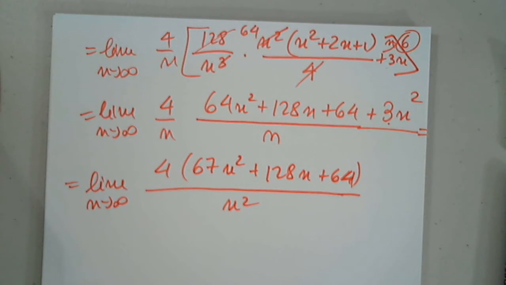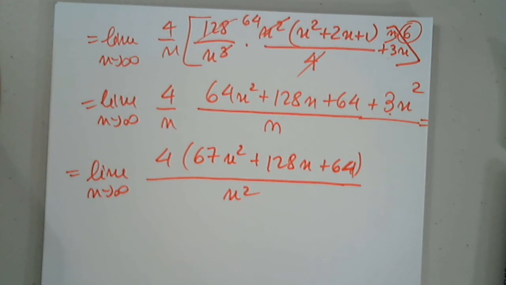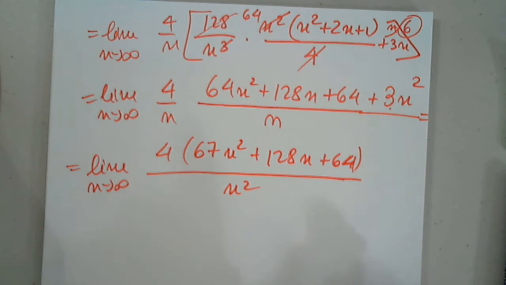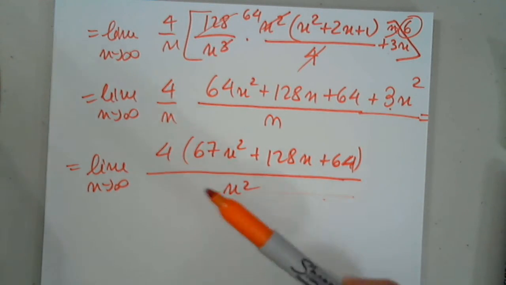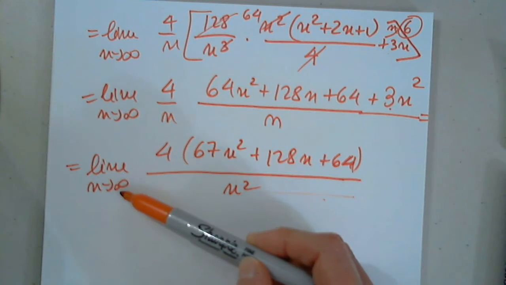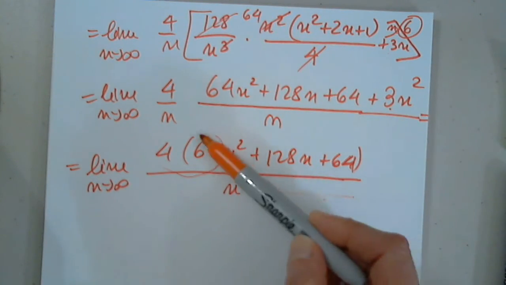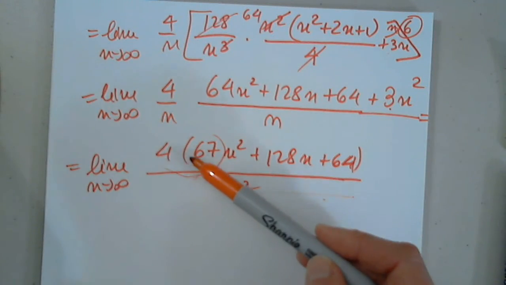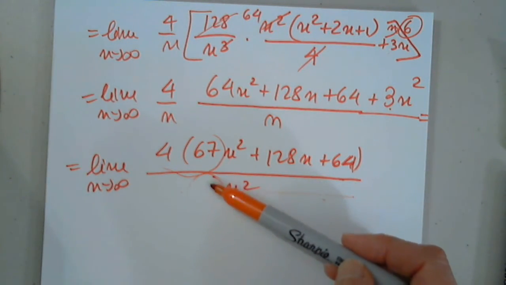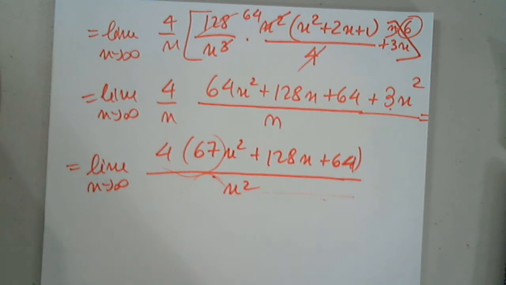And what else? We can continue with L'Hopital's rule. Or we can just simply say that when the degree is the same, top and bottom, and the limit is determined when n approaches infinity, it's just the leading coefficient over the leading coefficient. 4 times 67 divided by 1. Or you continue with L'Hopital's rule, and you still get the same thing.